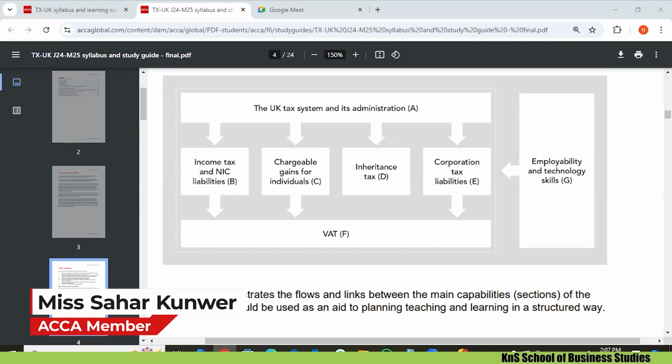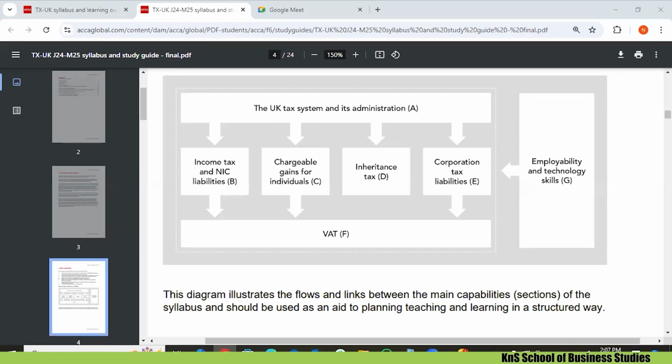These are all connected with each other. Can you see these arrows? This is actually the relation of all the topics. Then we have corporation tax liabilities, and it is concerned with the companies. So income tax, NIC, section B, C, D, these are concerned with the individuals, and this one is for the companies. There are some similarities, there are a lot of differences over here as well.